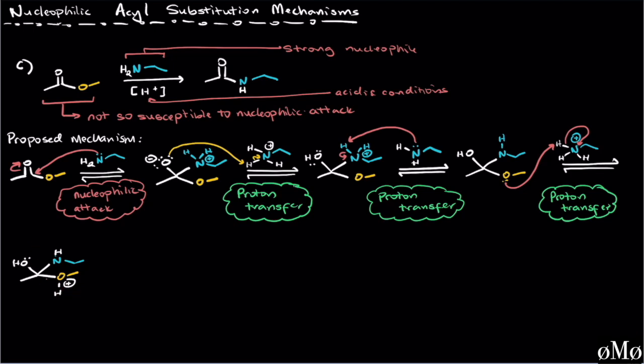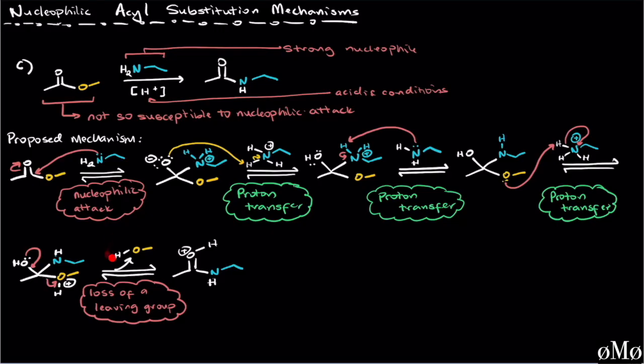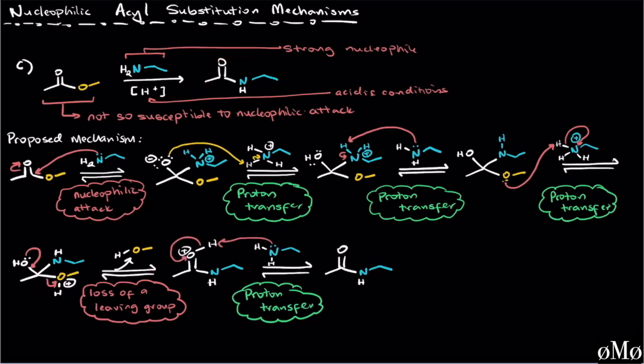And so we can then imagine a loss of a leaving group step here, which looks like this, frees up your methanol in this case, and then takes you to this protonated or cationic product. And then from here, it's just one more proton transfer step to get you to your amide. Okay, so once again, note here that fundamentally it's still a nucleophilic attack and a loss of a leaving group, but now you have the 4 proton transfer steps.